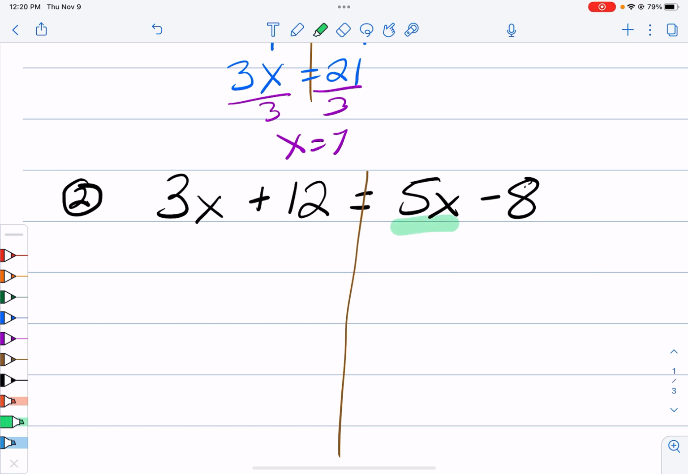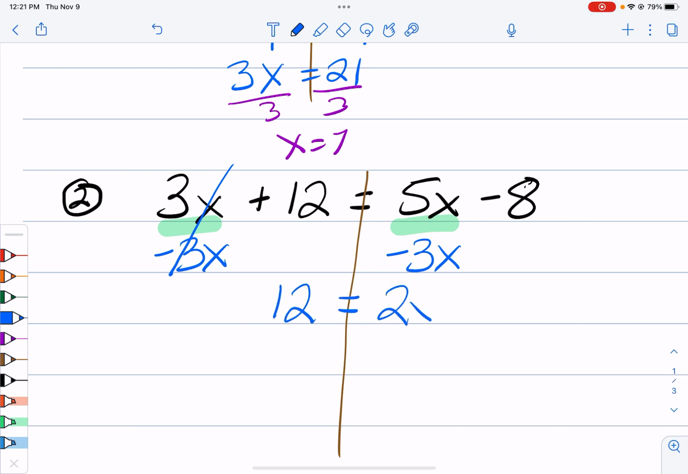So we have a variable on the right and on the left. So again, I'm going to think ahead and go, do I want to deal with a negative variable, or do I just want to have my variable be positive? Well, if I have a 3x and a 5x, I would rather subtract a 3x because 5x minus 3x is a positive 2x. So I'm going to choose to subtract 3x from both sides, which eliminates my variable on the left. So I have 5x minus 3x is 2x, and I still have my minus 8.